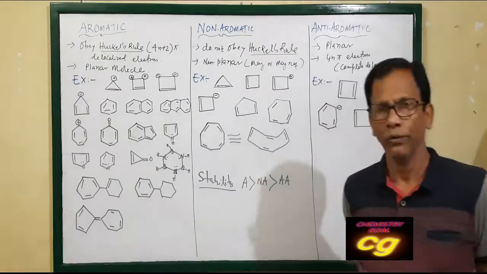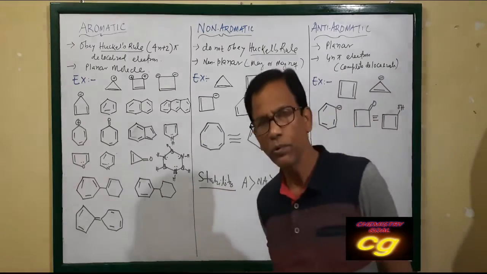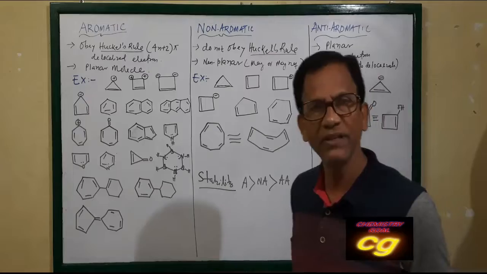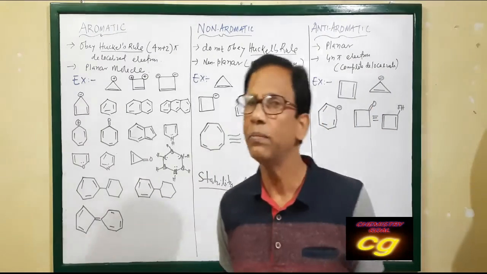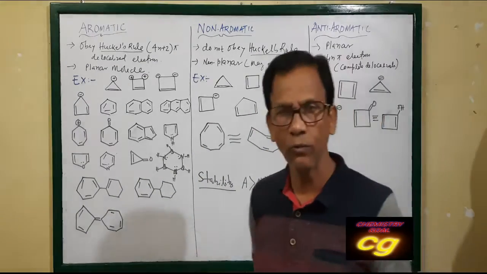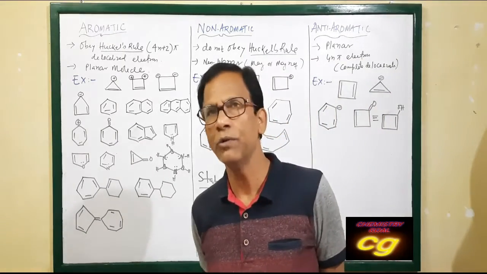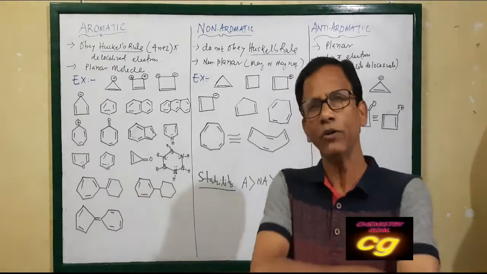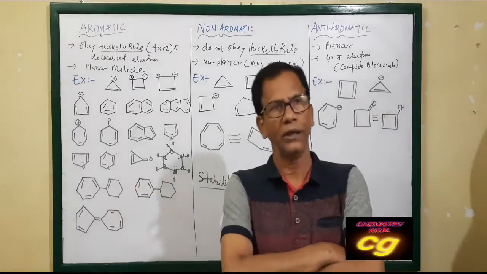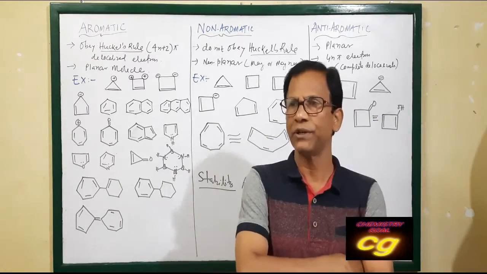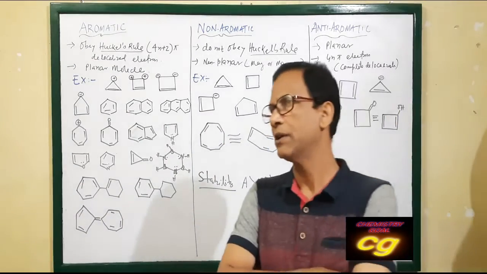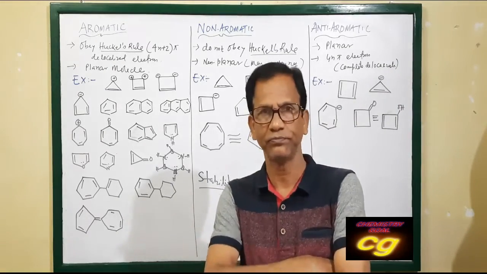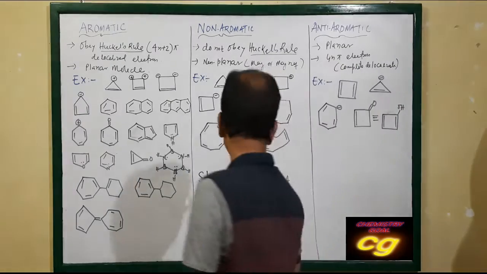Hello students, we know organic compounds are of different types, maybe cyclic or acyclic. Cyclic compounds may be aromatic or alicyclic. Already we have discussed these things. Aromatic compounds possess an important characteristic, a particular property that is called aromaticity.